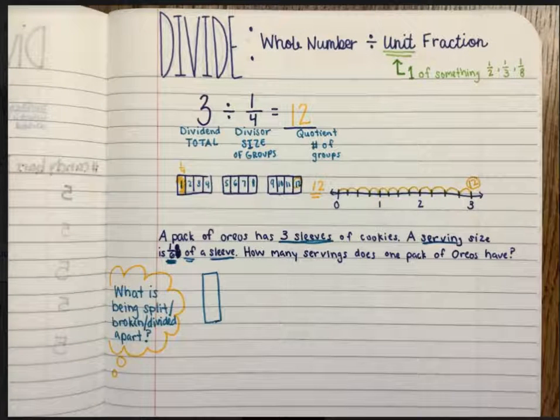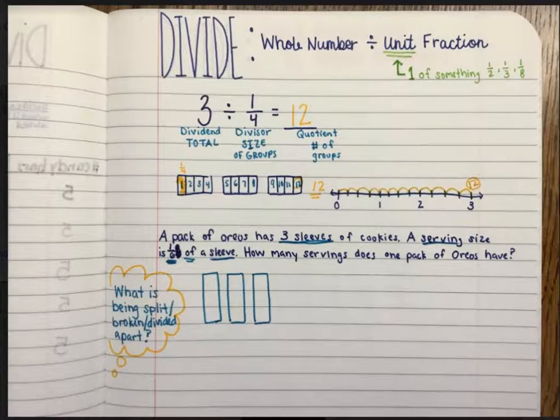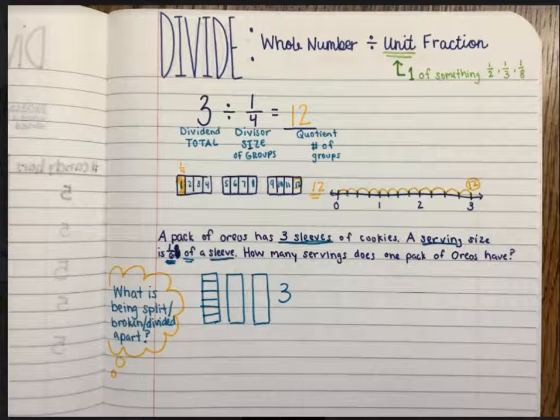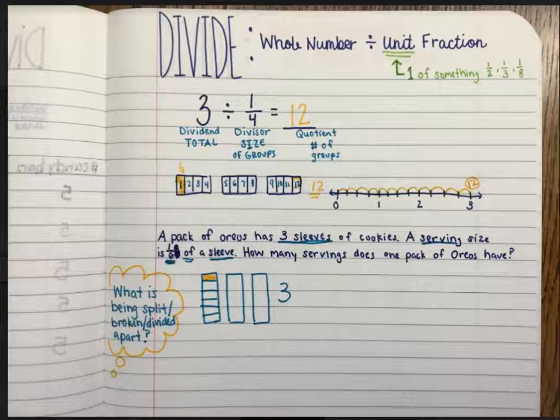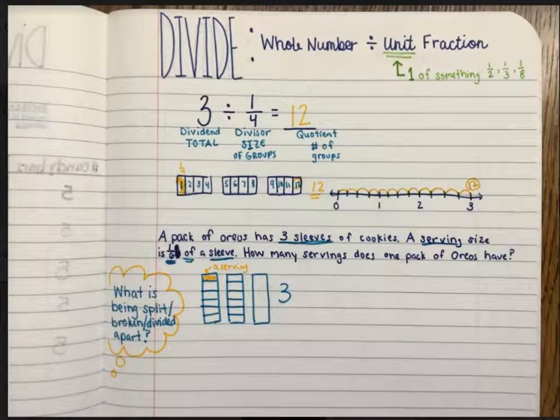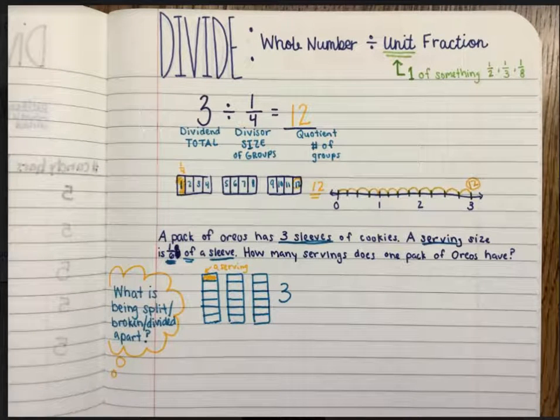So my model, there's my first sleeve, my second sleeve, and my third sleeve of cookies. So I have 3 sleeves of cookies, and a serving is 1/6 of one of those sleeves. So that means each sleeve needs to be broken up into, yes, 6 pieces. So here I'm showing sixths in my first sleeve, and 1 serving is just that one piece of it. So that's a serving. And our goal is to see how many total servings we have in all 3 sleeves. So I'm going to have sixths in my second sleeve and sixths in my third sleeve.